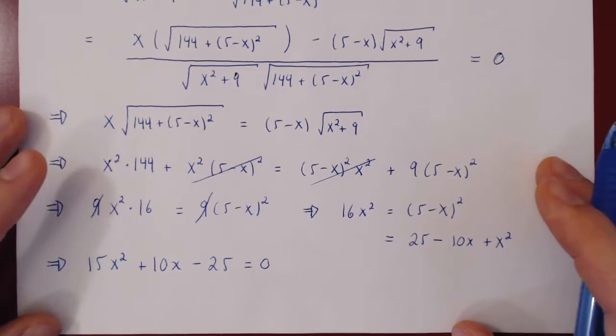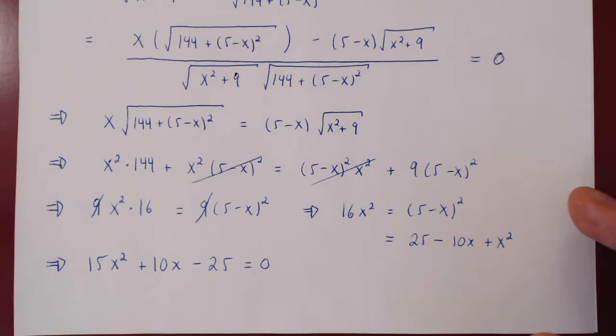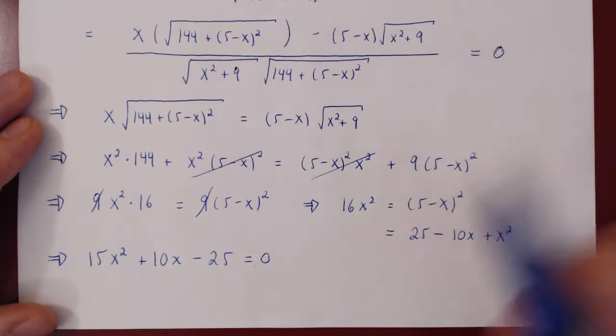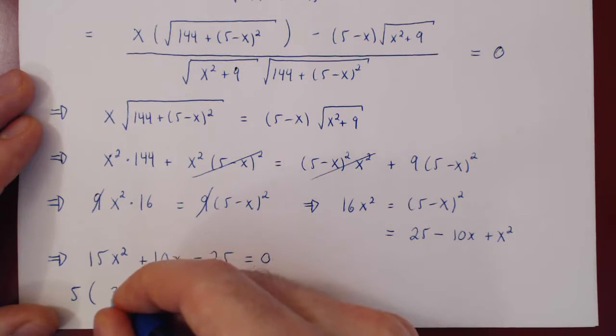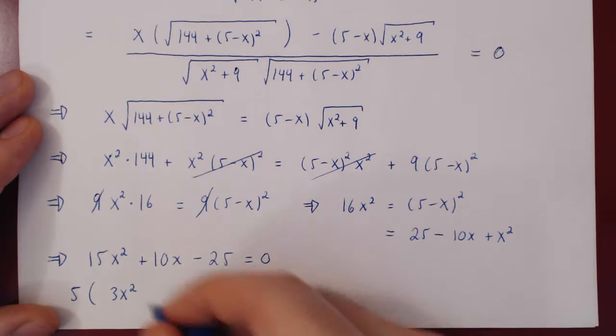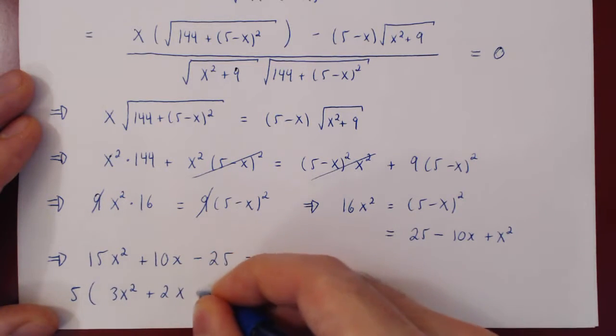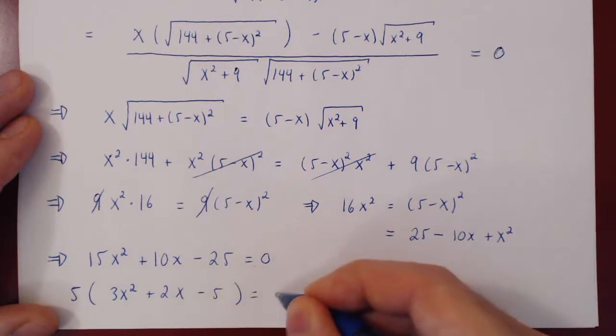And now you say, well, okay, as always, you could fall back on the quadratic formula, but can we do something simpler? Can we try to factor by inspection? Because of the 15 here, it's not clear how this will factor, but if you notice, we can make our life a little easier. Every term is a multiple of 5. So we can factor out a 5, and we'll be left with 3x squared plus 2x minus 5 equals 0.